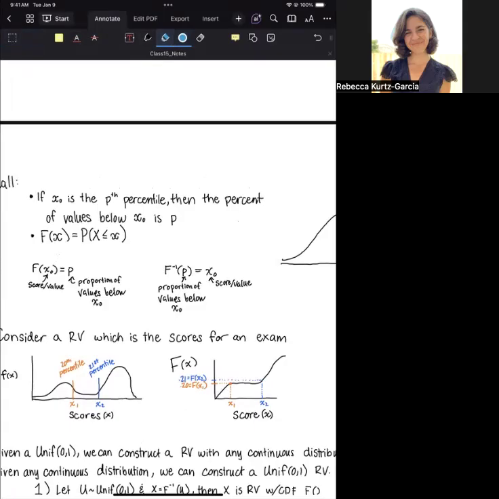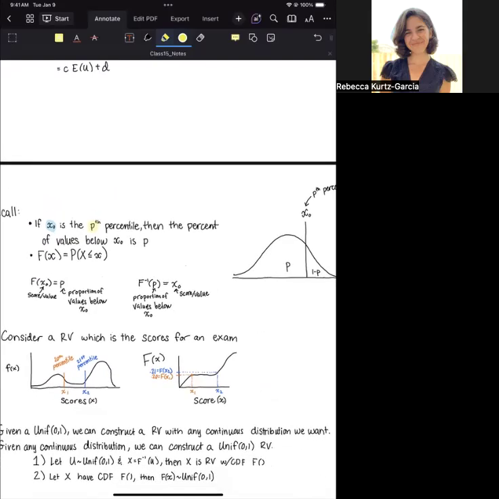So for percentile, we say that some value x naught is the pth percentile if the percent of values below x naught is p. Now, typically when we talk about percentiles, we talk about percents. Where you might see it most often is like the SAT, ACT exam, where it becomes kind of a big deal. And if someone says I'm in the 99th percentile, that typically means that they scored better than 99% of other people on the exam.